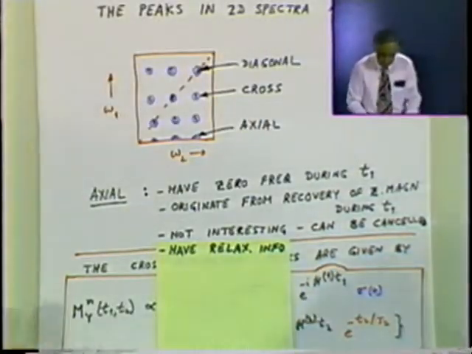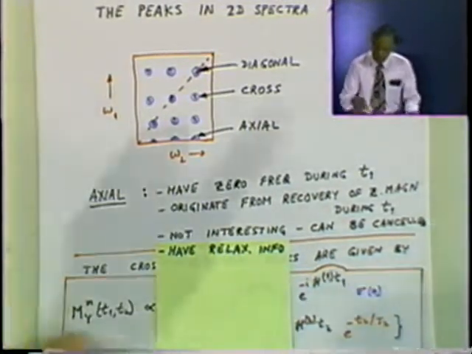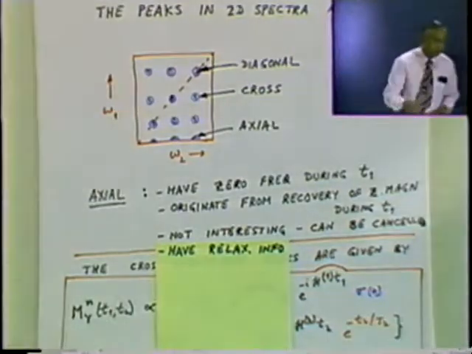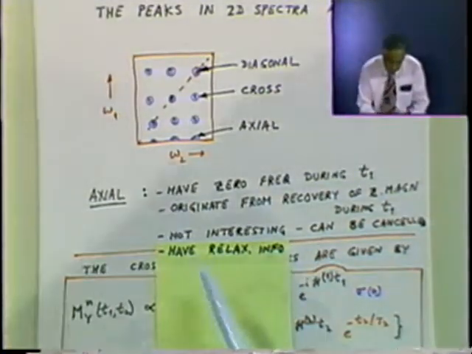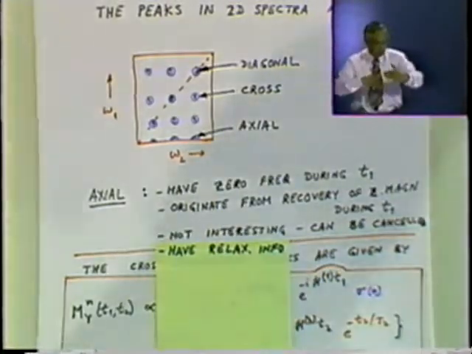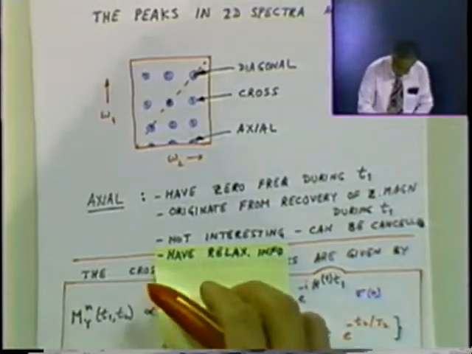And these axial peaks are not terribly interesting. They have some relaxation information, but it's easier to get that relaxation information by one-dimensional NMR, and they can be cancelled away by co-addition of two different experiments. We will come to that later, but therefore they are not interesting.